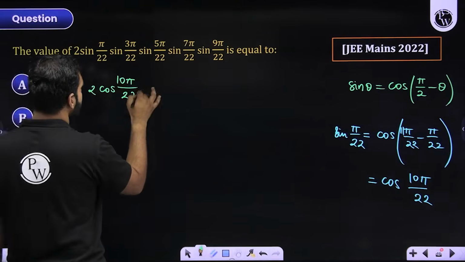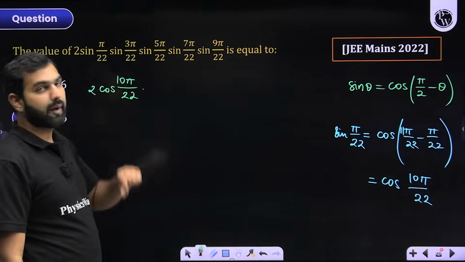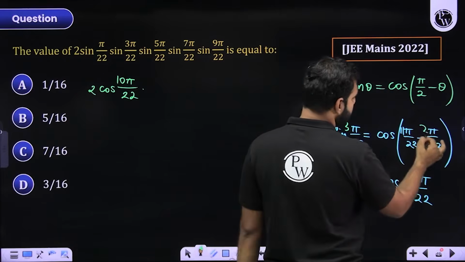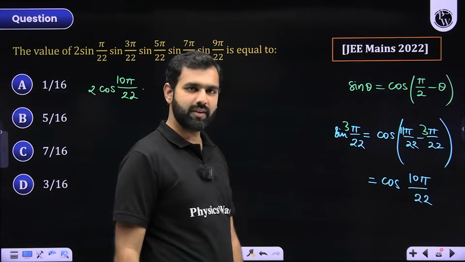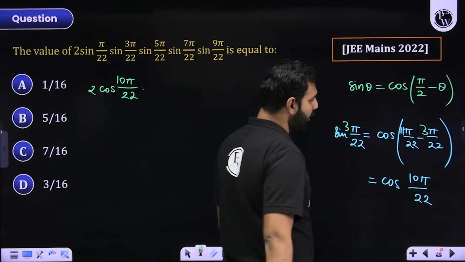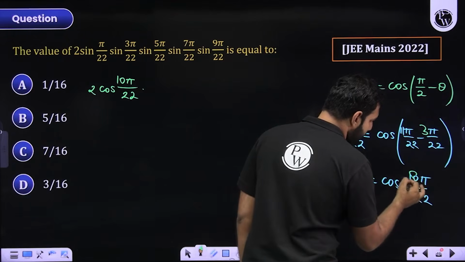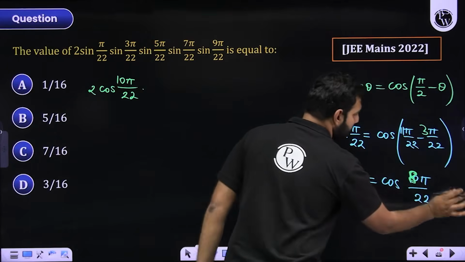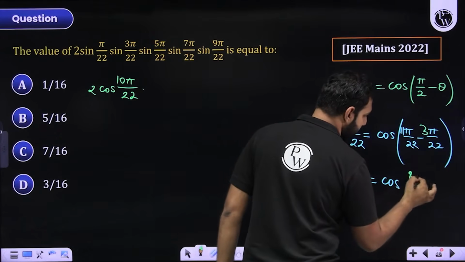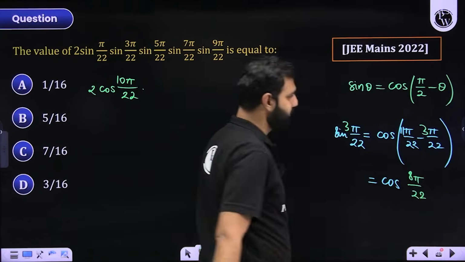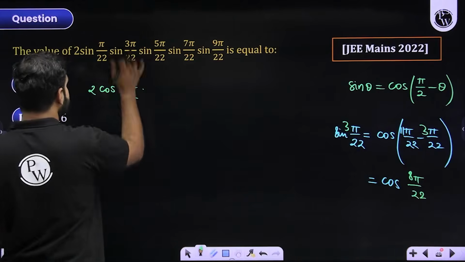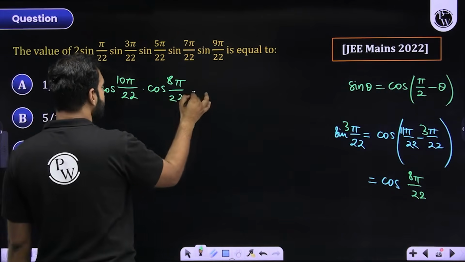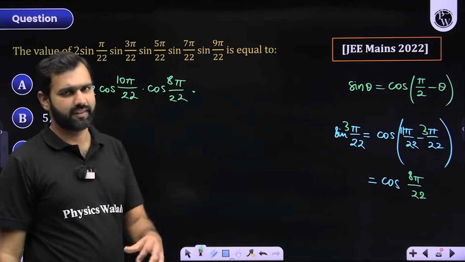Now, moving ahead. The next was sine 3 pi by 22. So here, to find sine 3 pi by 22, this will be cos of 11 pi by 22 minus 3 pi by 22. 11 minus 3 we all know is 8 pi by 22. Did you get that part? So this sine 3 pi by 22, I'll be writing as cos 8 pi by 22. Yes, it can be cancelled, but I'm deliberately keeping it like this. There is a reason. You'll understand why.